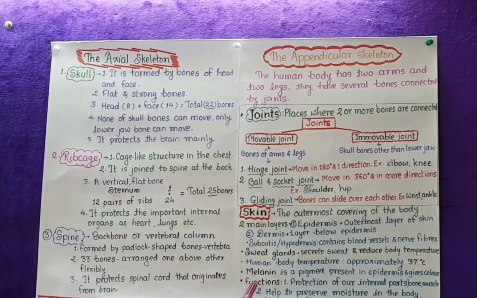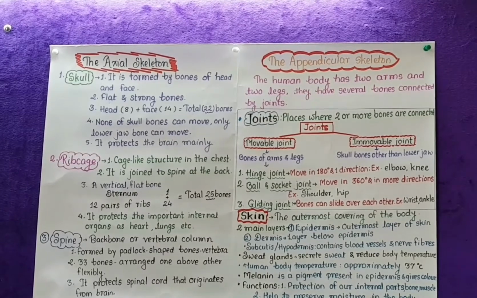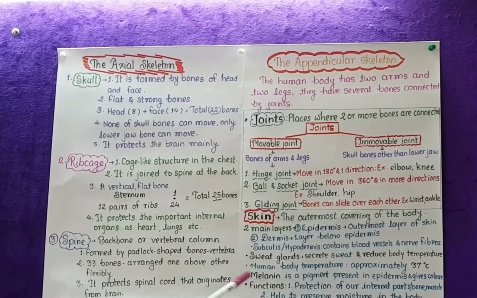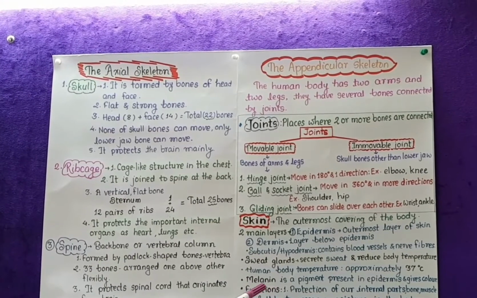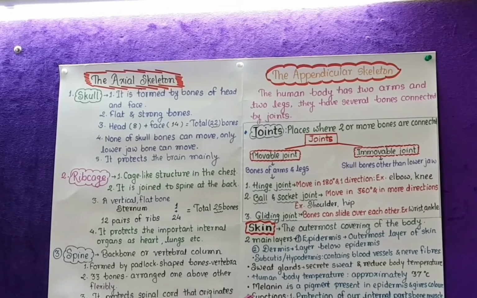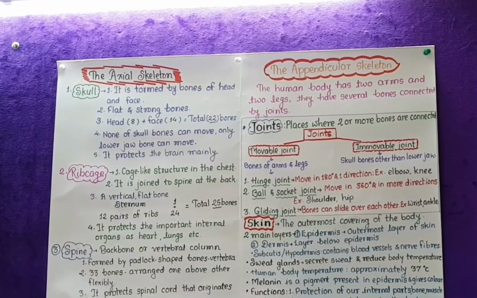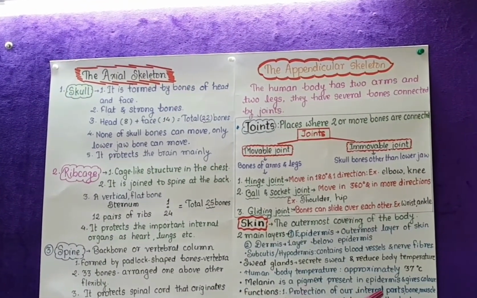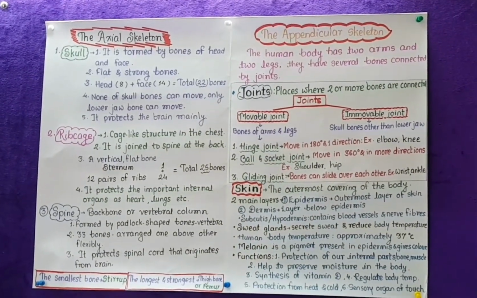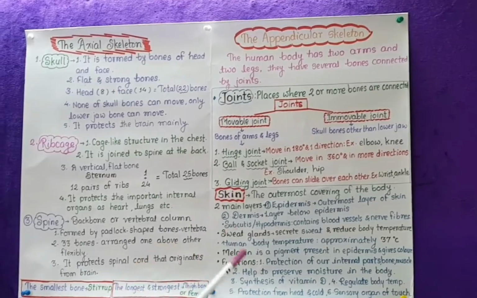Then in European people there is less melanin, that's why they are not dark in color. They have a fair complexion. Then the functions of this skin are protection of our internal parts, bones, muscles and organs. These are protected by our skin.